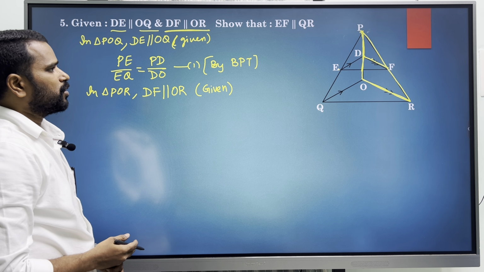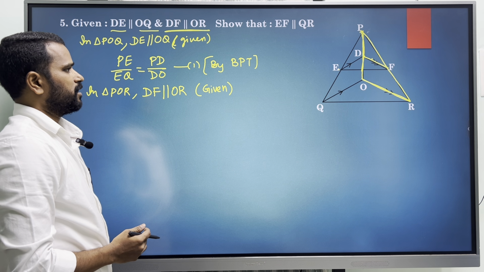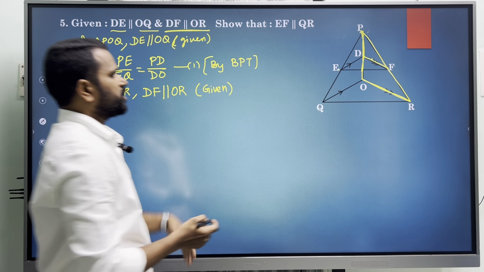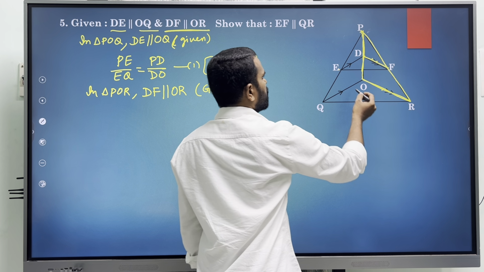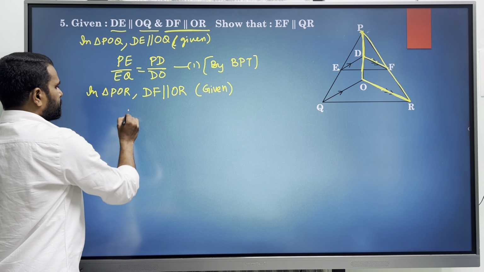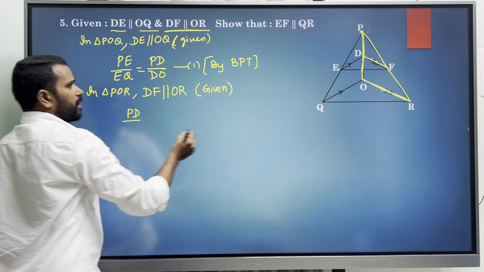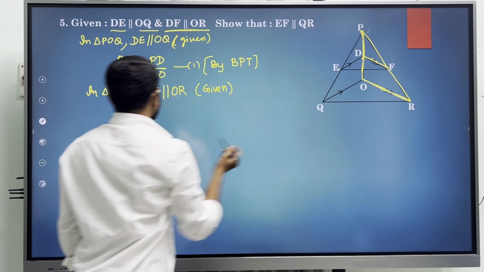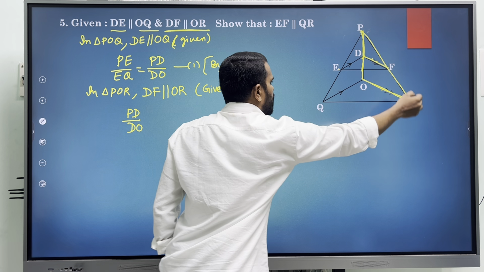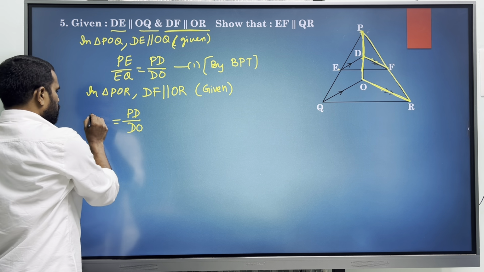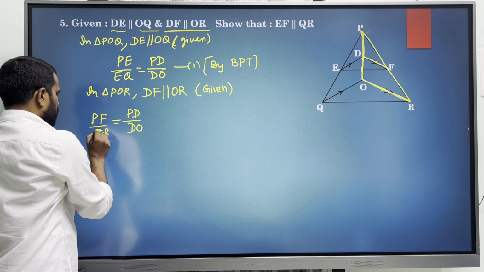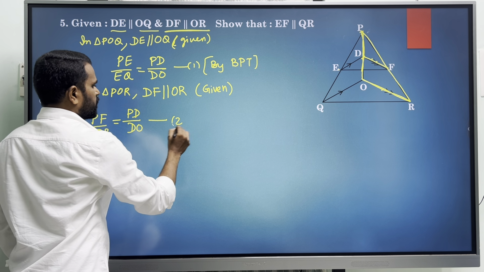DF is parallel to OR. Okay, if these two sides are parallel, then PD by DO should be equal to PF by FR. Let us write this as equation 2.